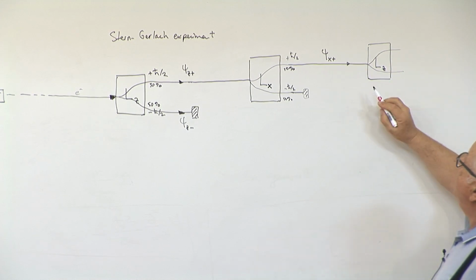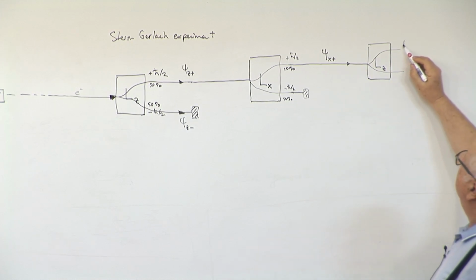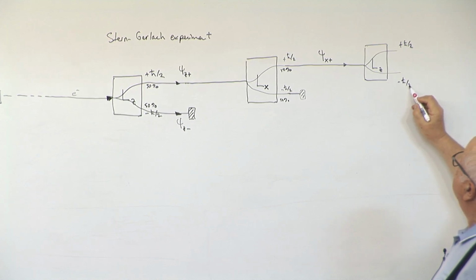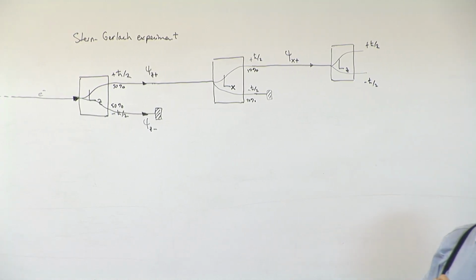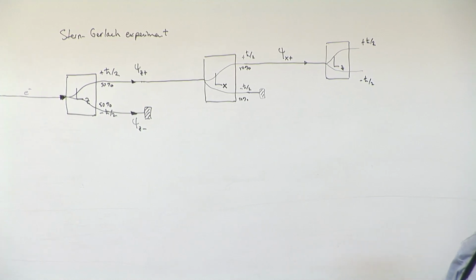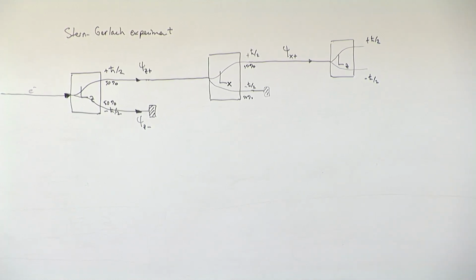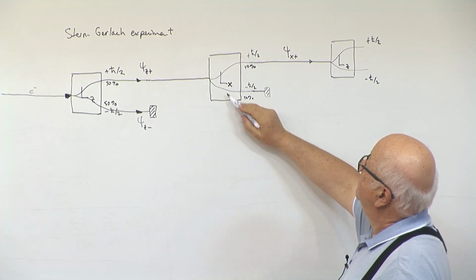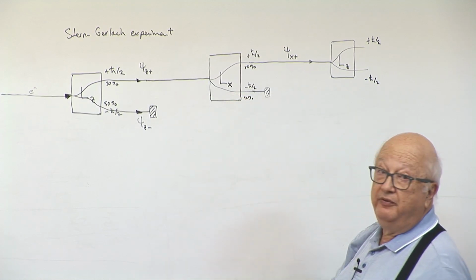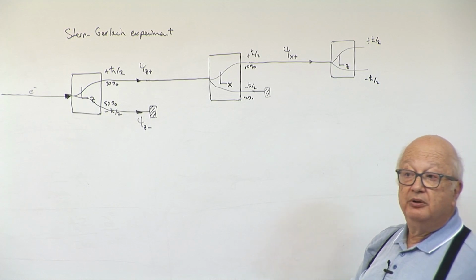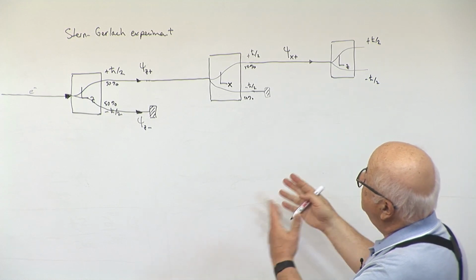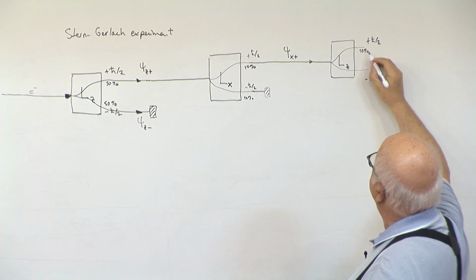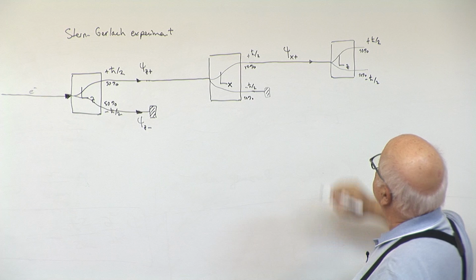Now, tell me the percentages for plus h bar over 2 and minus h bar over 2. Yes, 50-50. Why? Because this measurement has destroyed the previous measurement. So we say that these two measurements are not compatible with one another. So I get 50% here and 50% there.